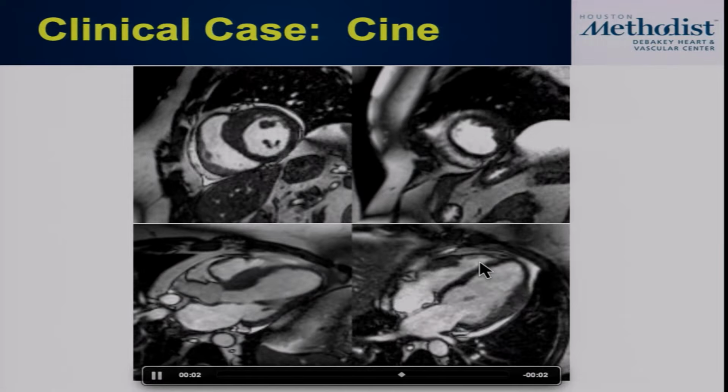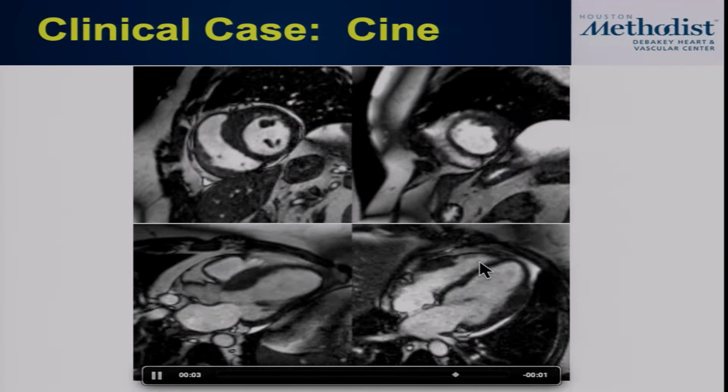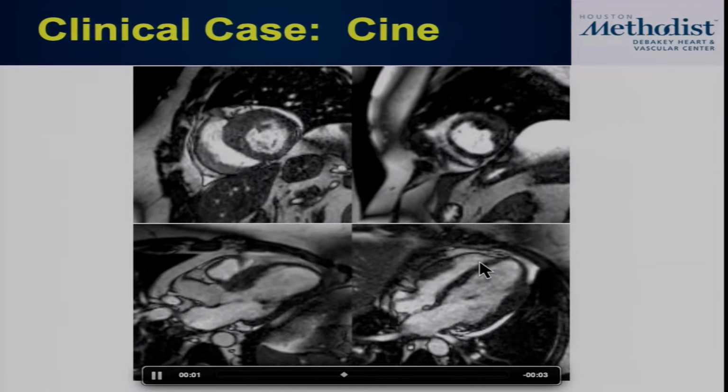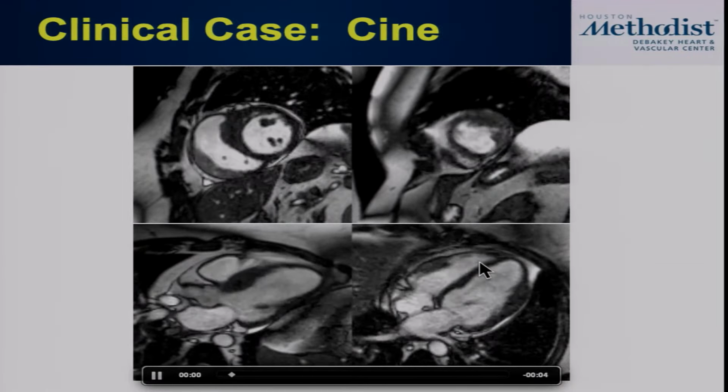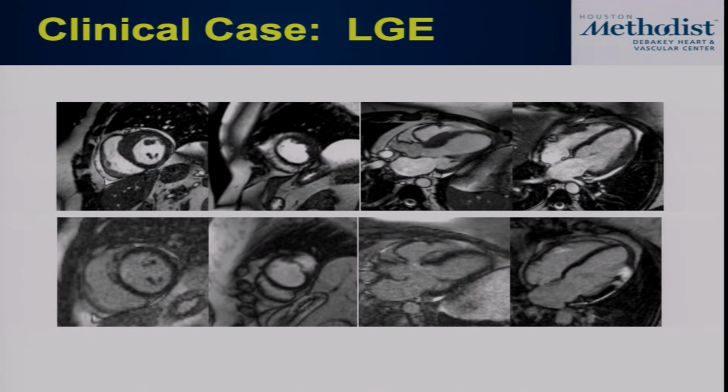But again, looking at this, you're not going to say there's clearly a wall motion abnormality. Overall ejection fraction looks preserved. But there's a couple areas where there's abnormally increased wall thickness in a few areas. Okay? So now here's a delayed enhancement MRI.